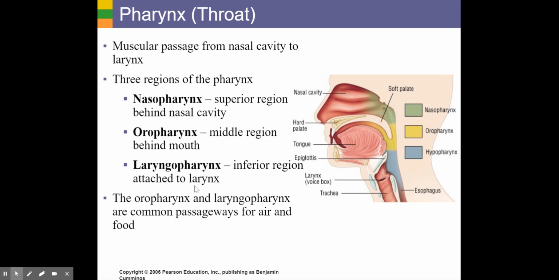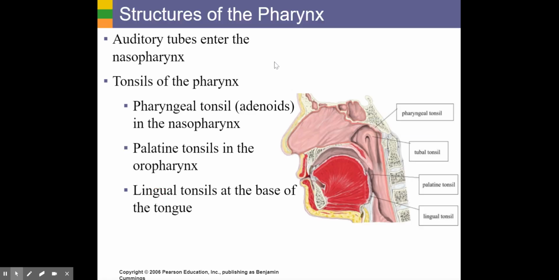Okay. One of the things that does show up sometimes, specifically you might want to take a look at for the assessment: the oropharynx and laryngopharynx are common passageways for both air and food. We don't tend to drink too many things or eat things through our nose, but those two, specifically the yellow and blue shaded sections, are common passageways for both air and food. Okay. All right, last little bit, some of the structures that we see inside of the pharynx.